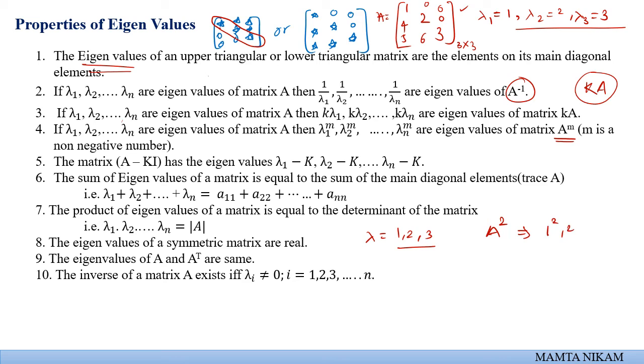That means 1 square, 2 square and 3 square, which is nothing but 1, 4 and 9. These will be the eigenvalues for A square. Similarly, if A cube is asked, it will be 1 cube, 2 cube and 3 cube, which is nothing but 1, 8 and 27. These will be the corresponding eigenvalues for A cube.